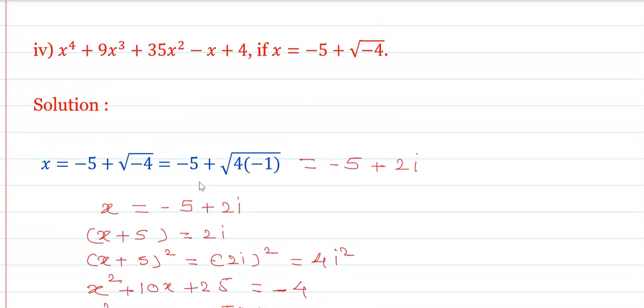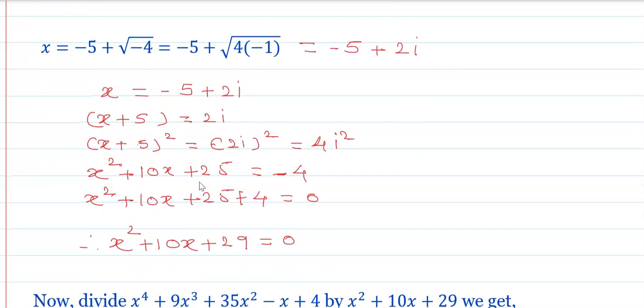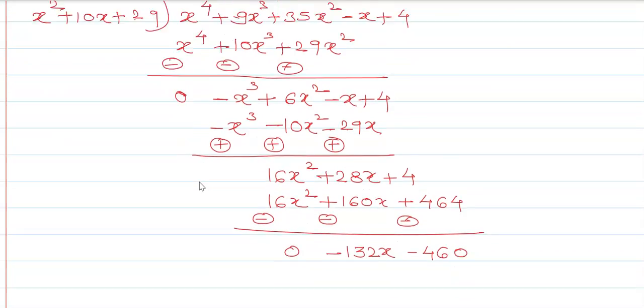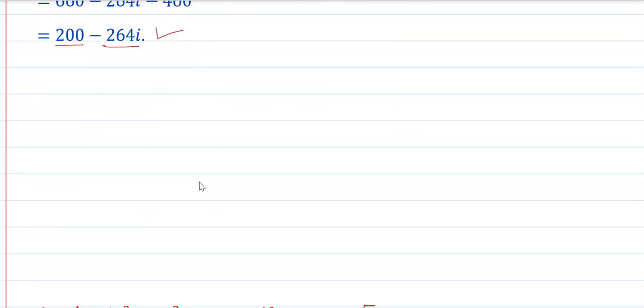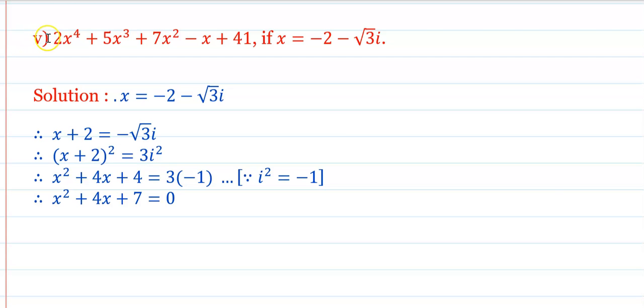Okay, now the next problem: 2x raised to 4 plus 5x cube plus 7x square minus x plus 41, if x is equal to minus 2 minus root 3i. Therefore x plus 2 is equal to minus root 3i. Squaring on both sides, x plus 2 bracket square is equal to minus root 3i bracket square.